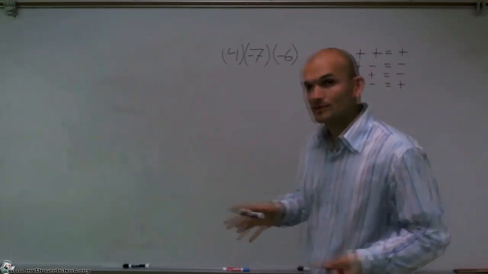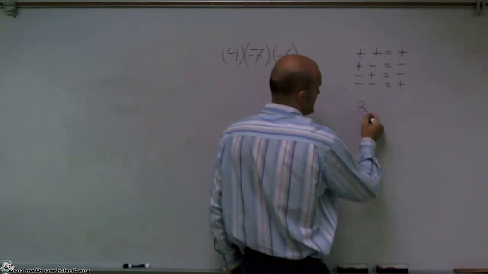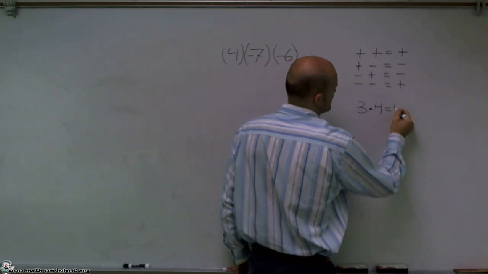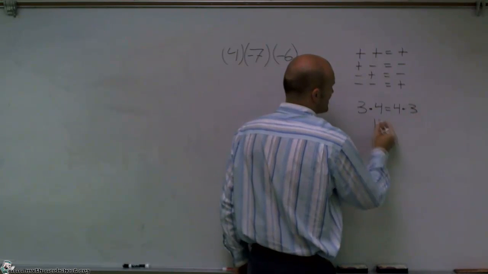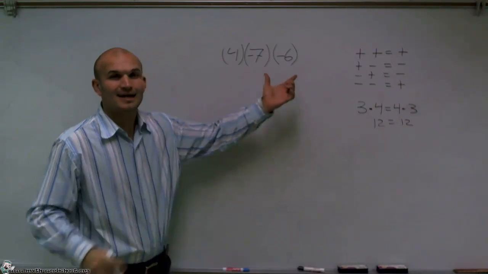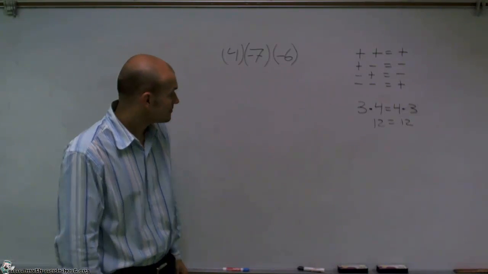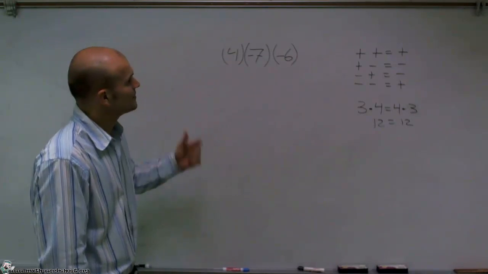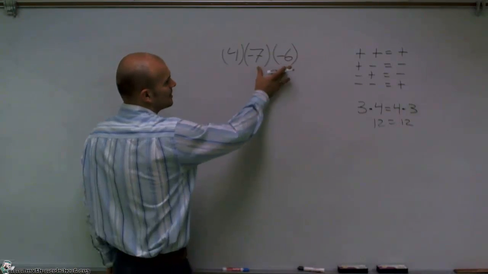Well, the good thing about multiplication is it doesn't matter how we multiply things. For example, if I say 3 times 4, I know that's the same answer as 4 times 3, as they both are going to provide me with 12. So really, on this problem, I can multiply in any order I want to. You can really look at it either way. Let's do it this way.